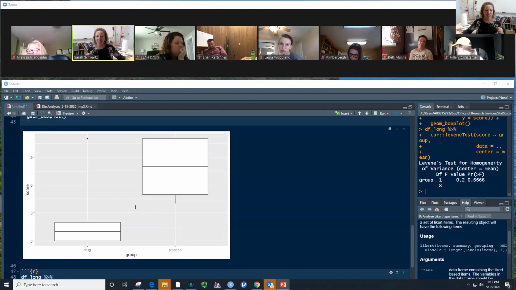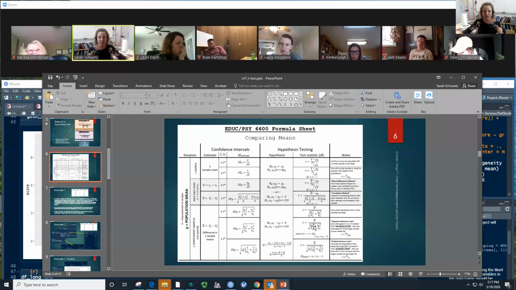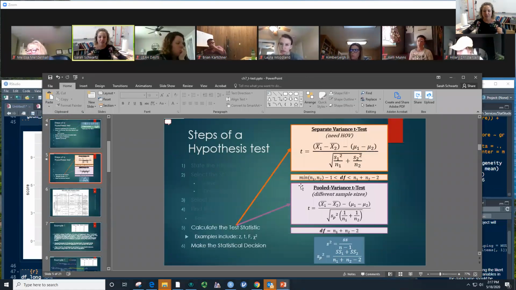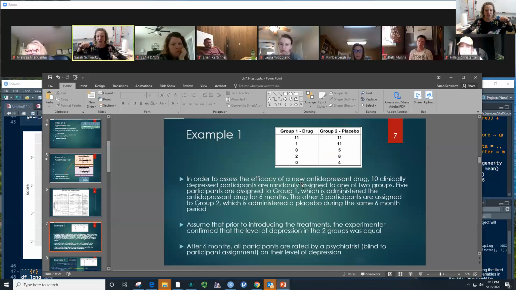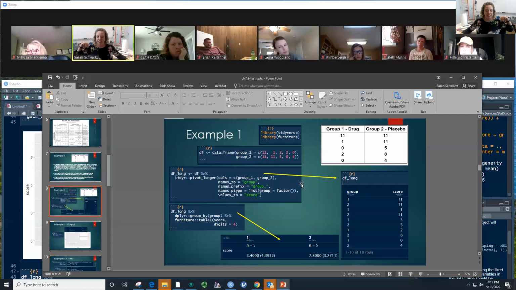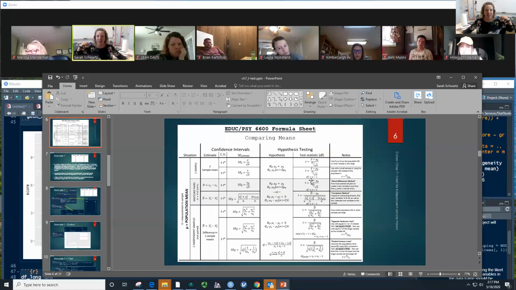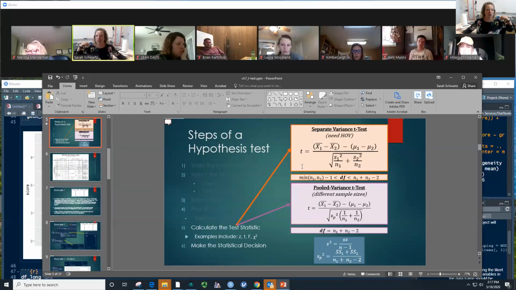So yes, the degrees of freedom for the F test, let me pull our slides back over here. These degrees of freedom, either the combined sample size minus 2 or the smaller sample size minus 1, are the degrees of freedom for the t-test. What we're doing right now is Levene's test to decide which of these 2 we need to do for the t-test. Does that help, Melissa?